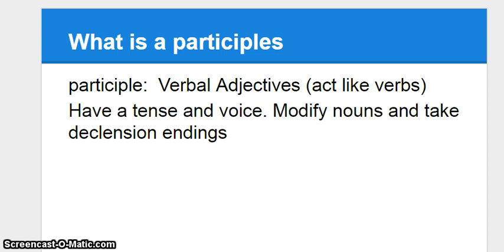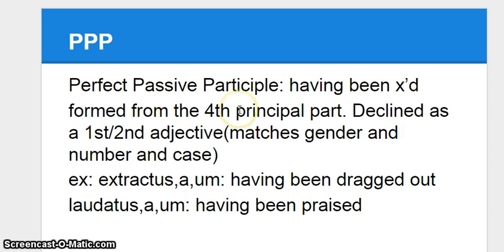All right. PPPs. Perfect passive participles, meaning having been X-ed. They're formed from the fourth principal part, which has the noun endings. Some might be familiar with that. They're declined as first/second adjectives. So it matches gender and number and case. So if you have a neuter, don't forget to add the a's and follow the rules for accusative and nominative.